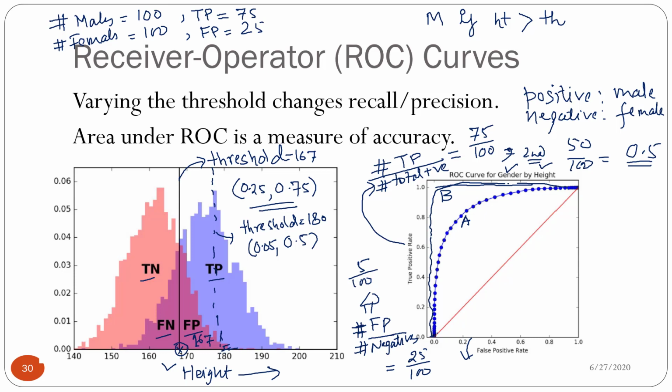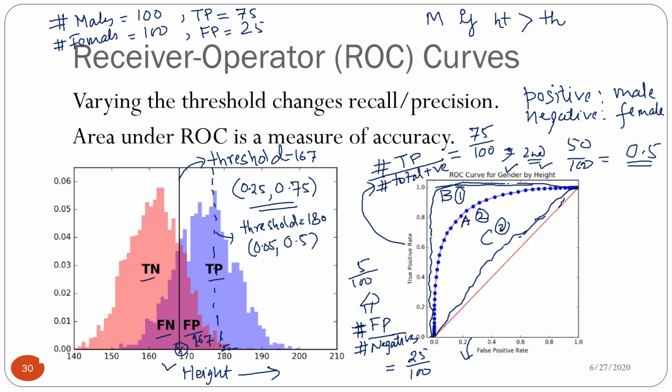And there is a classifier C. Alright, and we need to compare the performance of B, A and C. Then we will say that B is the best. Why? Because this is kind of covering this whole area. Alright, so the higher your ROC curve, the better your classifier. So B is better than A and A is better than C.